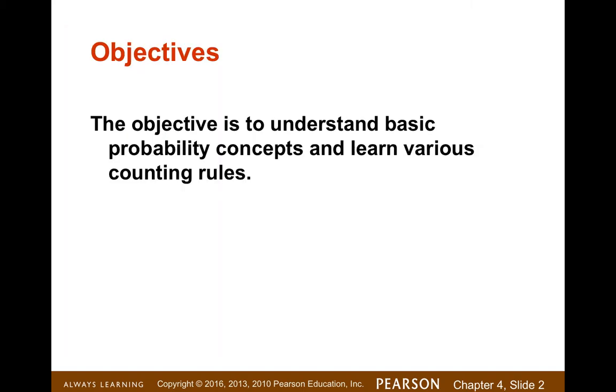Let's get this done. Objectives for this video is to try to teach you just very basic probability concepts, and then we're going to get into something called counting. One thing to remember is that probability deals with randomness. A lot of times people know I'm a statistics professor, and they'll want to either challenge me or amuse me or entertain me by asking me probability questions.